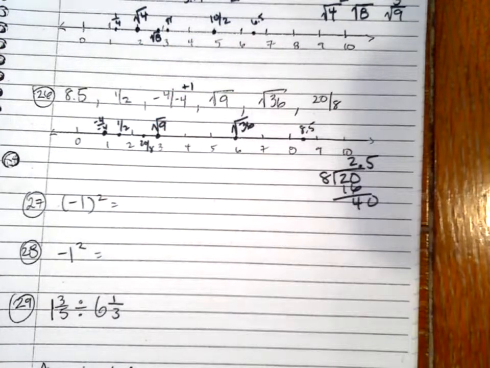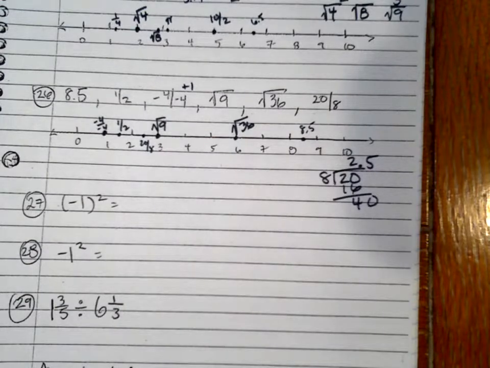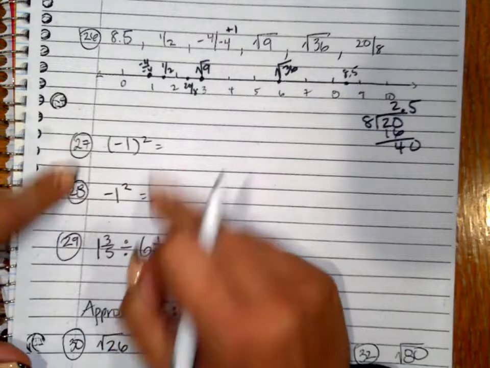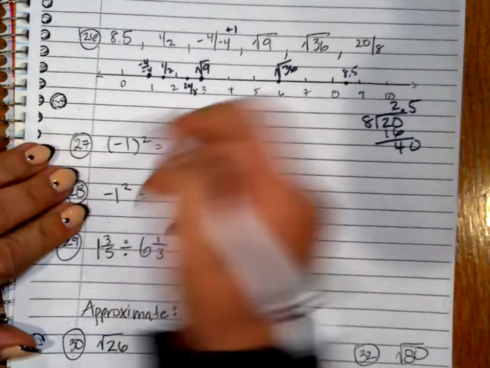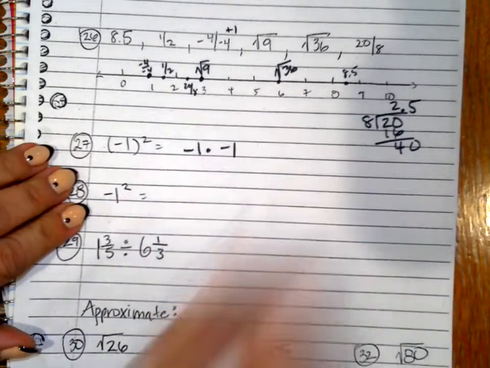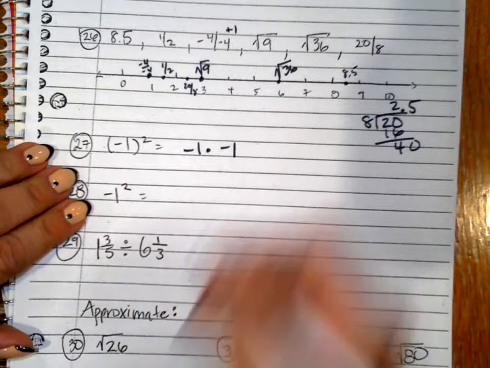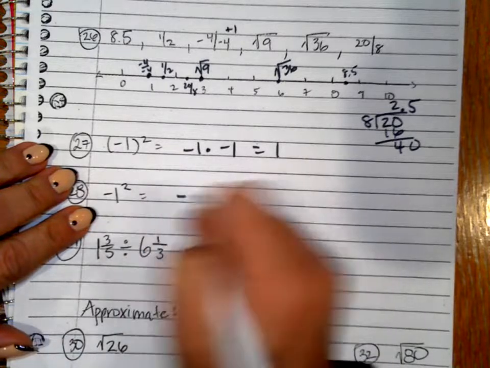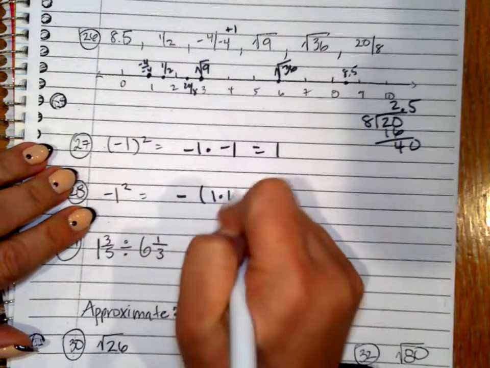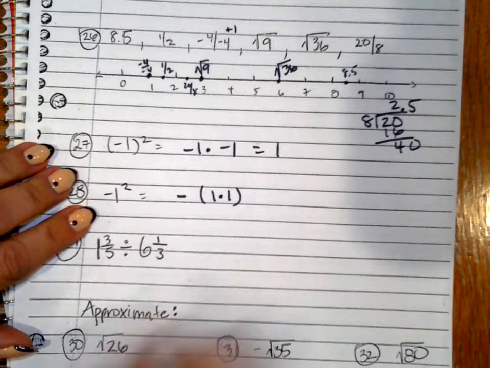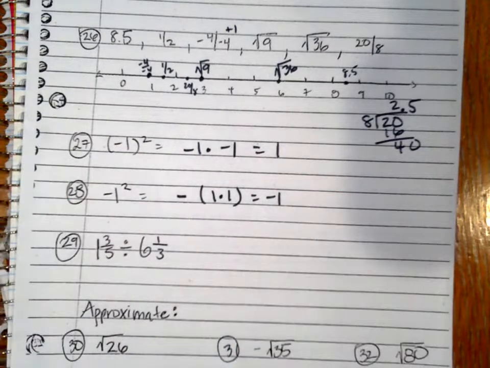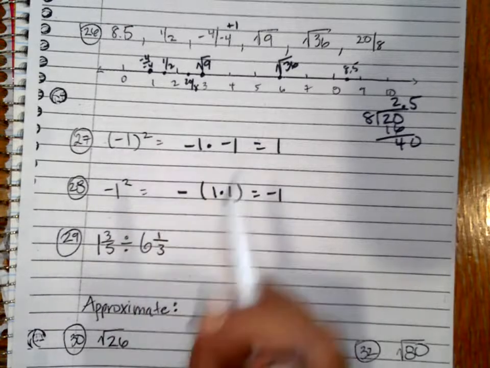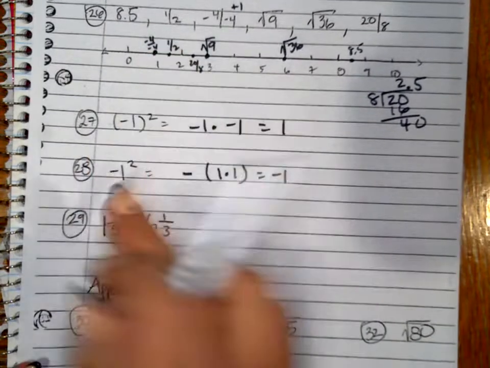Okay, some number sense. This right here, don't be fooled. These are not equal. This is -1 times -1, which equals 1. This one right here is -1 times 1, which equals -1. So don't get fooled. These are on your test. It may not be with 1, it could be with 2, whatever, it doesn't matter.